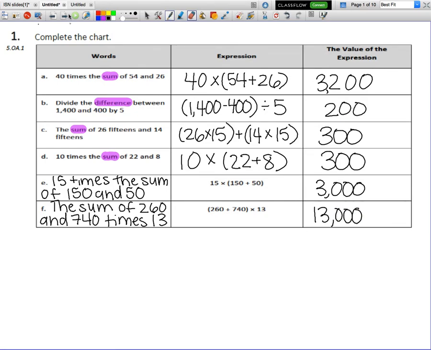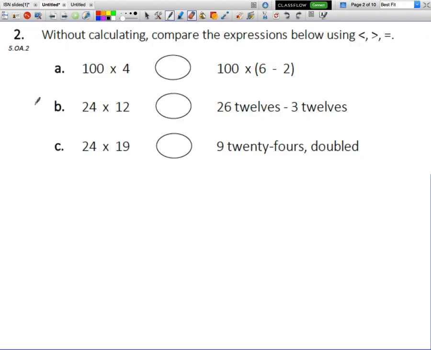All right, let's move on to number 2. Without calculating, compare the expressions below using less than, greater than, or equal to. Without calculating, that means you are not solving these problems. You're just looking at them and determining if they're going to be greater than, less than, or equal to. I already know 100 times 4 is 400. Now looking over here, I know I have to do parentheses first. So 6 minus 2 is 4. So I'm looking at 100 times 4. These two expressions are equal to.